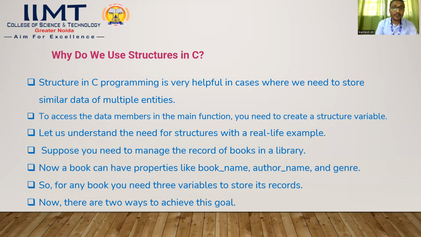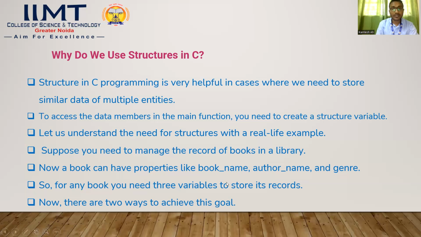Let us understand the need for structure with a real life example. Suppose you need to manage the record of books in a library. Now a book can have properties like book name, author name, genre, publisher name, year of publication, number of pages, and if any translator, then details of the translator, and so on. Many contents are there in a book. So for any book, you need variables to store its record. If we consider three details: book name, author name, and genre, then for any book you need three variables.